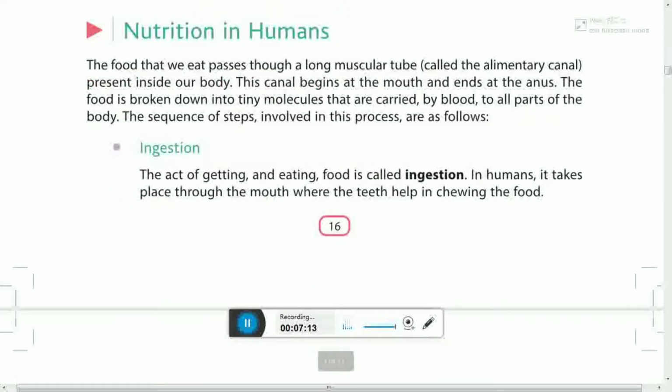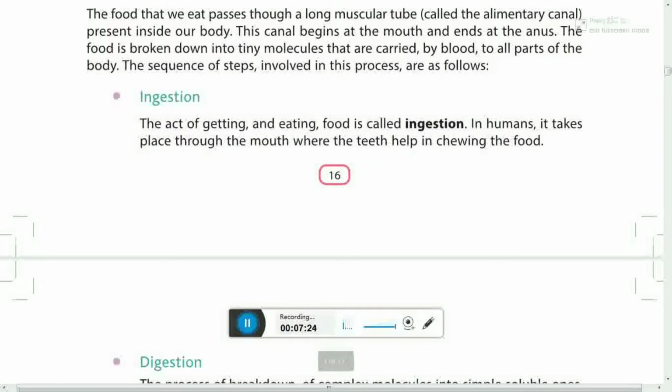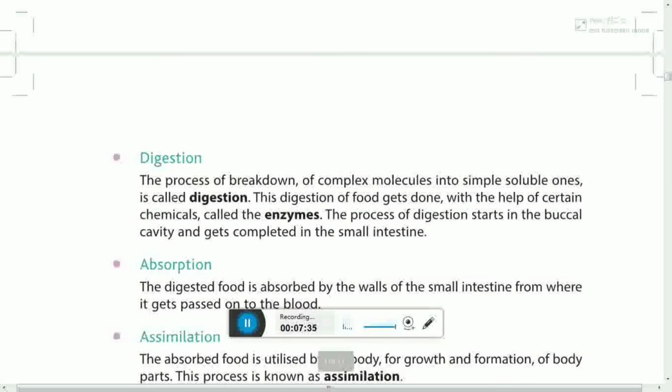Go one by one. First one is ingestion. The act of getting and eating food is called ingestion. In humans, it takes place through the mouth where the teeth help in chewing the food.